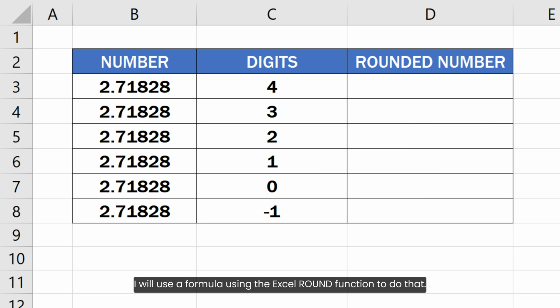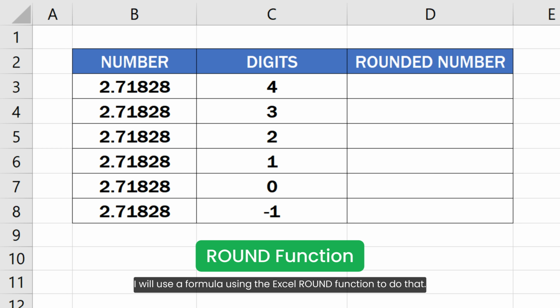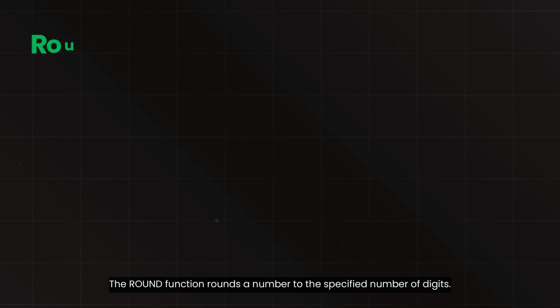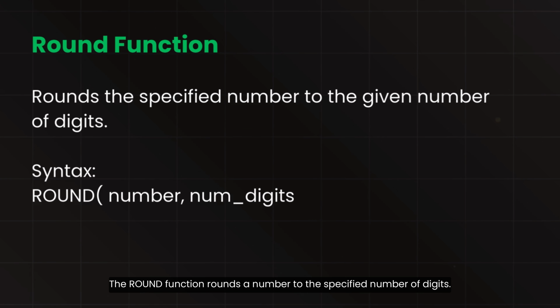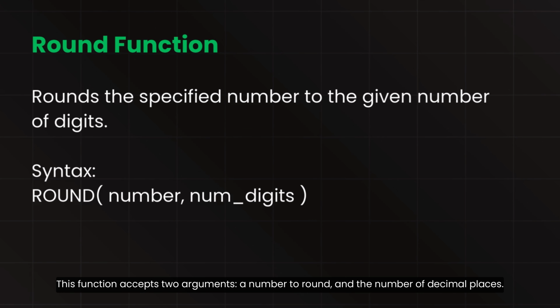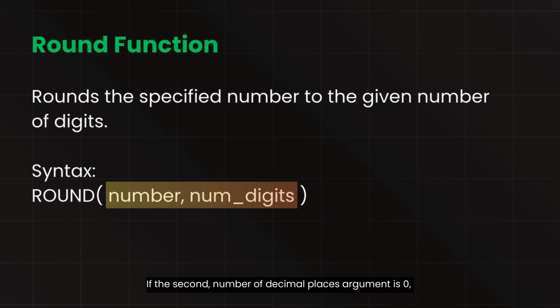I will use a formula using the Excel round function to do that. The round function rounds a number to the specified number of digits. This function accepts two arguments, a number to round and the number of decimal places. If the second number of decimal places argument is 0, the number is rounded to the nearest integer value.